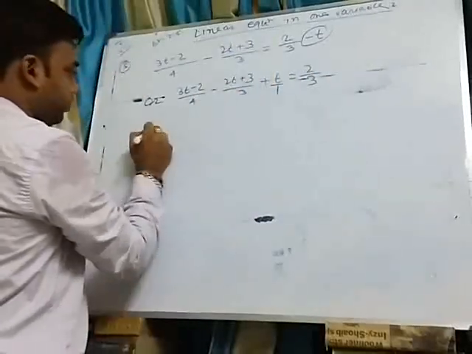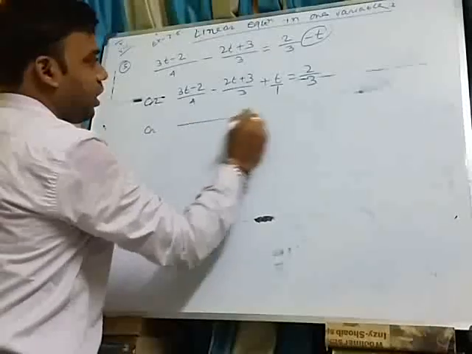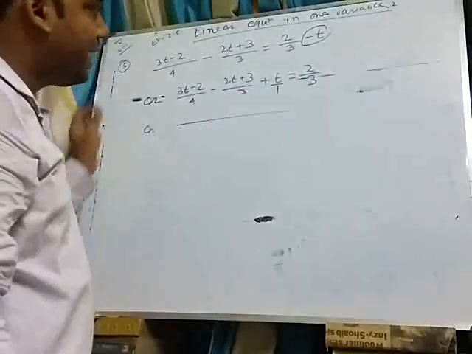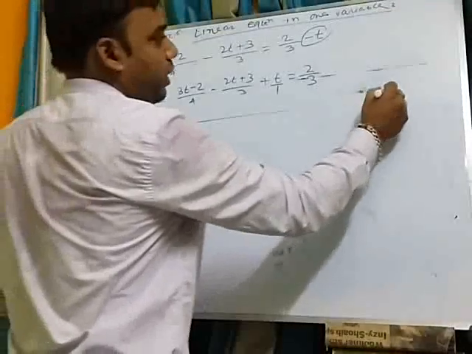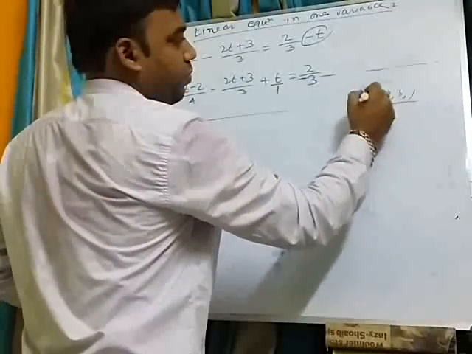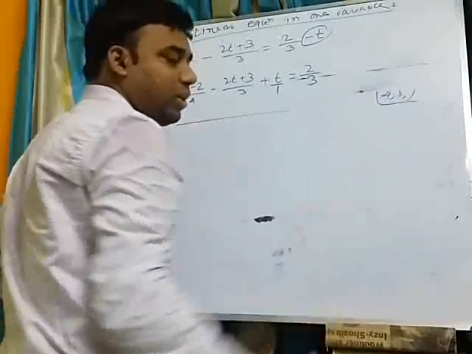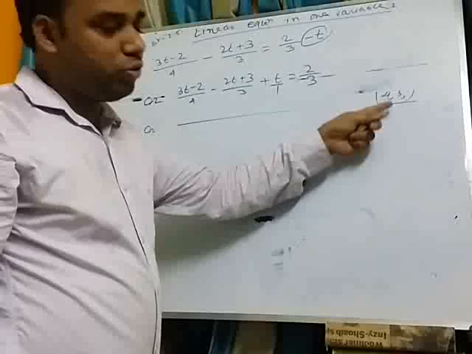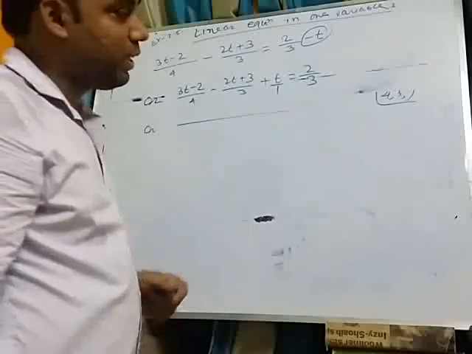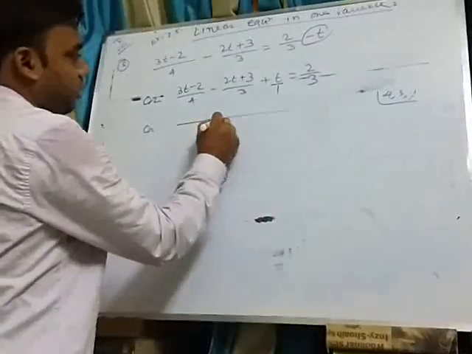Okay. t means t by 1. Now 4, 3 and 1. What is the LCM of 4, 3 and 1? But 4 and 3 are co-prime numbers. So the LCM of these two must be the multiplication of these two numbers. That is 12. 12 is the LCM.